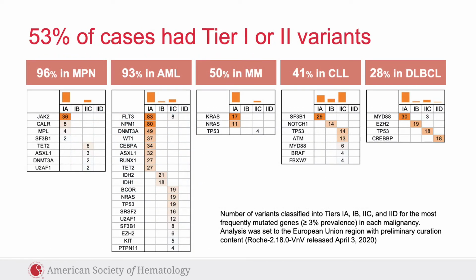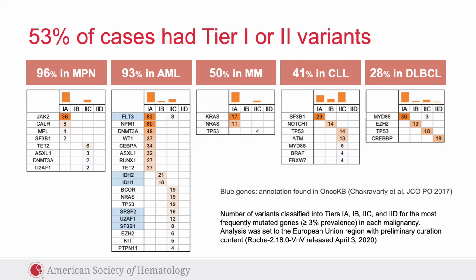Of the 745 cases we analyzed, 53% had at least one variant classified as Tier 1 or 2. If we look at specific cancer types, this ranged from 96% of cases in MPN to 28% of cases in DLBCL. We also compared tier classifications to a public knowledge base, OncoKB. In OncoKB, we only found information for AML, for the genes highlighted in blue. All the tier classifications were consistent except for IDH1 and IDH2, which depended on the region.